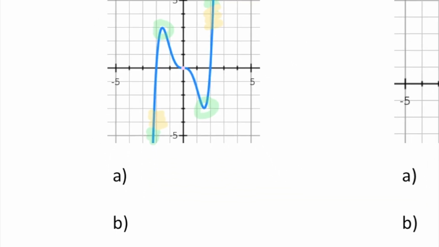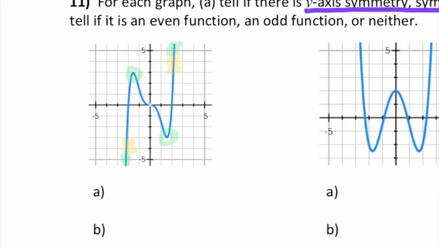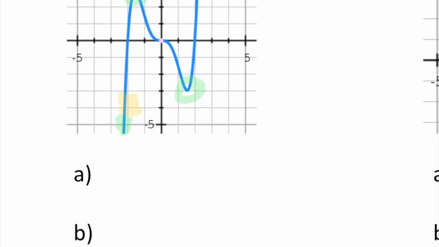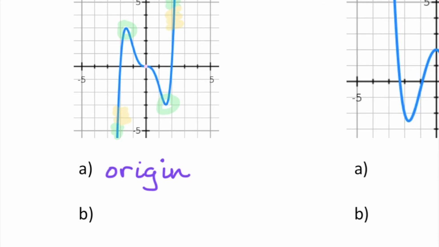In this case, in order for it to be odd, it has to have rotational symmetry of 180 degrees around the origin. So the first question says y-axis, origin, or neither. And here it has symmetry about the origin. I guess I didn't even ask about the x-axis. So it has rotational symmetry about the origin, and that makes it an odd function.